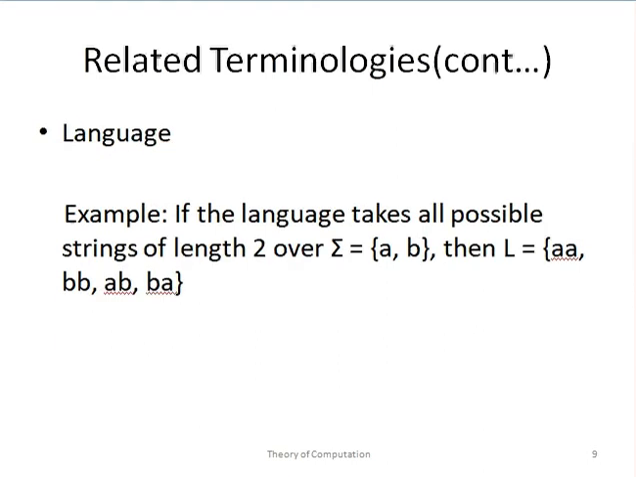Next is language. A language is a subset of Kleene star for some alphabet sigma. It can be finite or infinite. If the language takes all possible strings of length 2 over sigma, then the language L will have AA, BB, AB and BA.